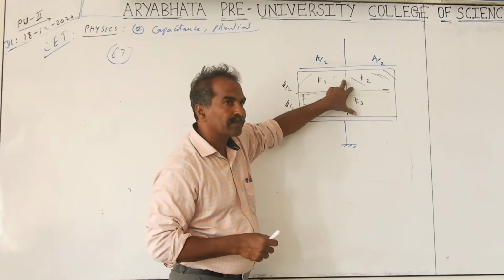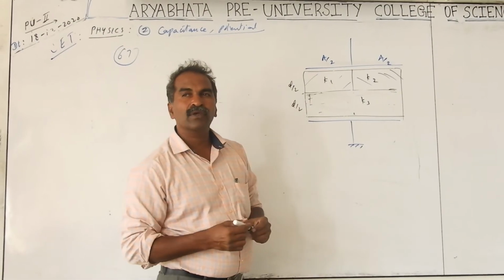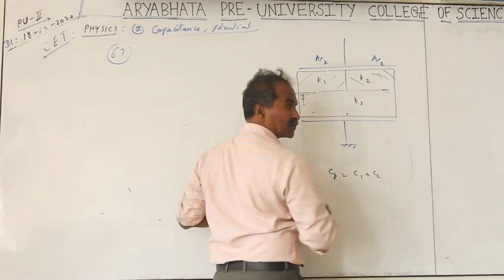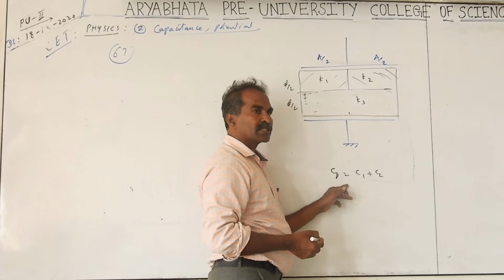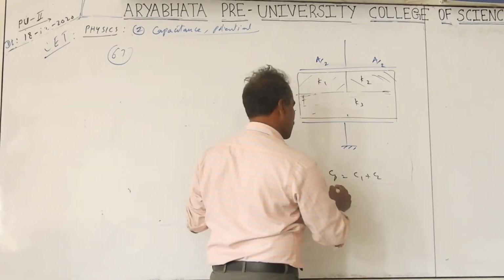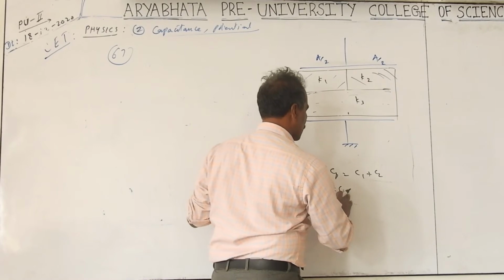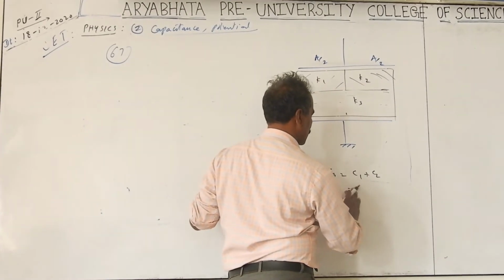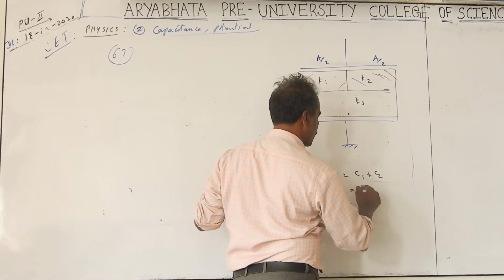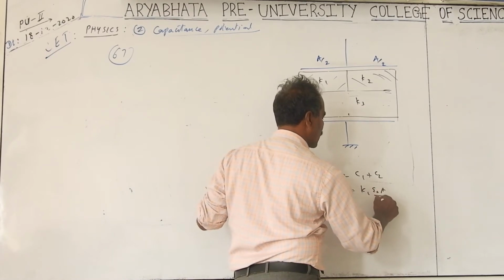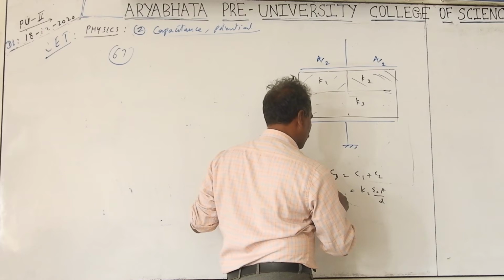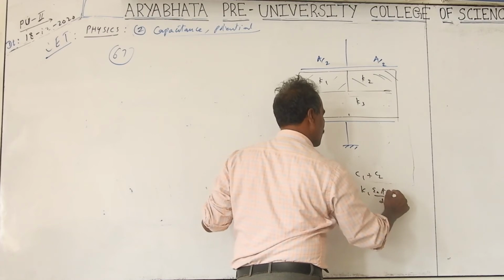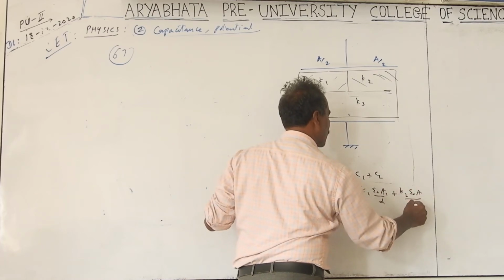So these two are in parallel, and then series. For the parallel combination, the capacitance is C parallel equals C1 plus C2. With C0 given, this becomes K1 into C, and the resultant is K parallel. C1 is K1 epsilon naught A by D, and this is K parallel epsilon naught A by D, where the area is the total area of the parallel combination: K1 A1 plus K2 epsilon naught A by D.